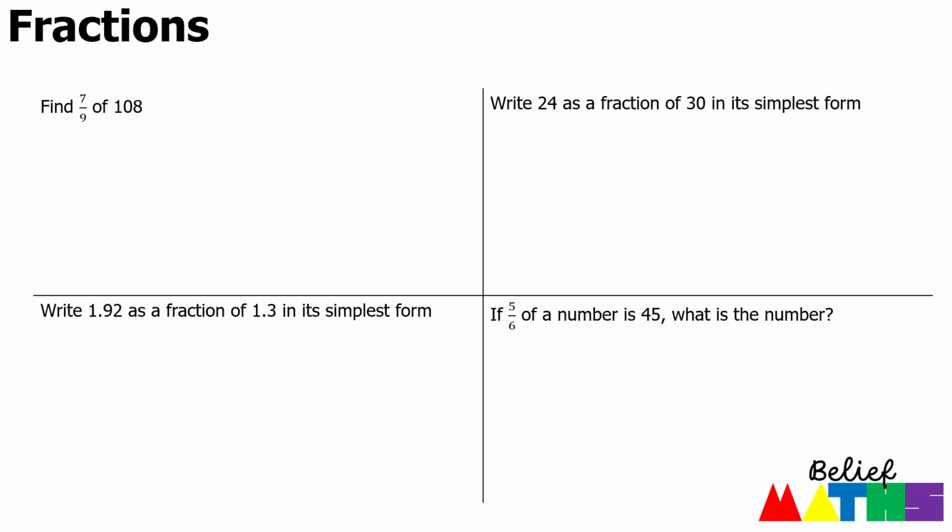Staying on the idea of fractions, you could be asked to do some calculations with fractions. So in this first case, it asks us to find 7/9 of 108. Now when you find a fraction of an amount, you're going to divide by the bottom, and you're going to multiply by the top. Or divide by the denominator and multiply by the numerator.